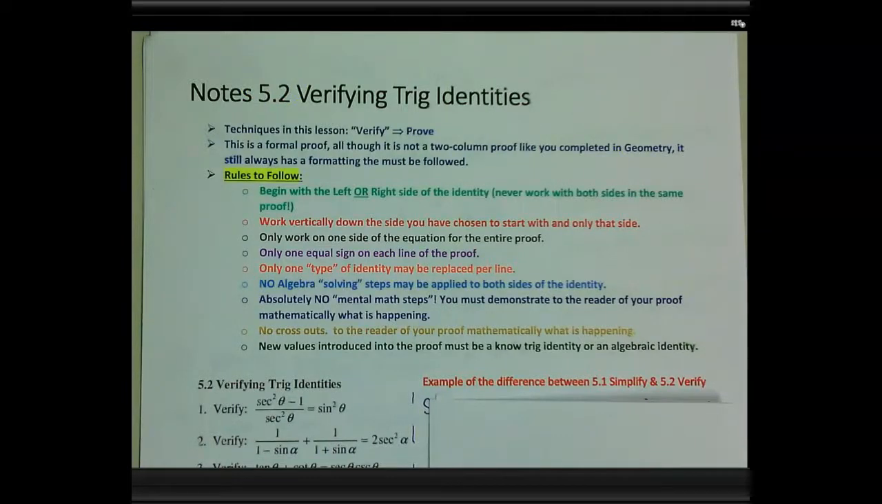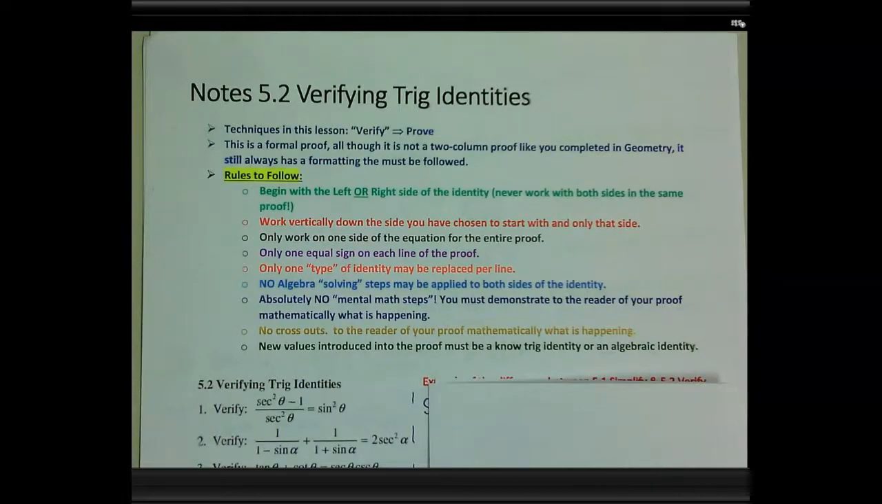Today we are doing 5.2, verifying trig identities. This lesson follows 5.1, which was simplifying trig identities. So you're going to see a lot of the same techniques that we learned last time. But in this lesson we are verifying, which in essence means proof. So this is a formal proof.